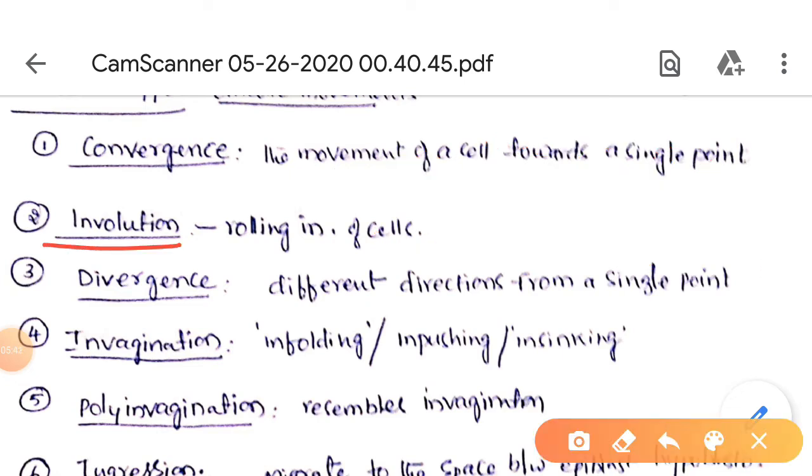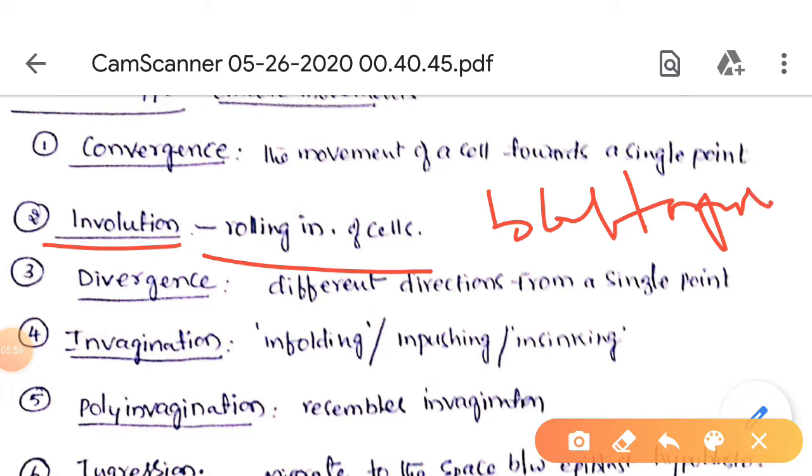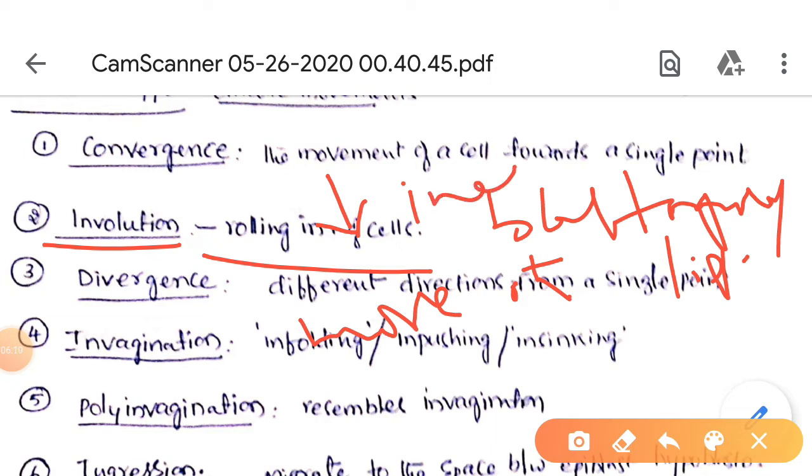The second one is involution. Involution means rolling in of cells. The cells present on the blastoporal lip are moved over the lip and brought into the inner side of the lip. This is called involution.